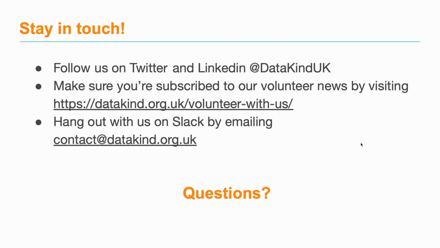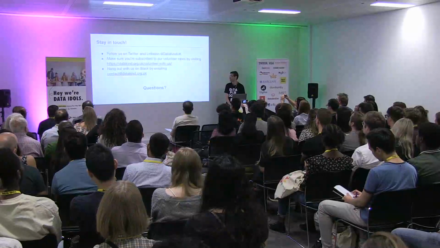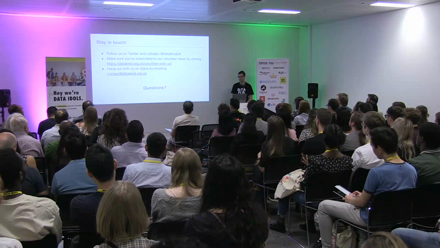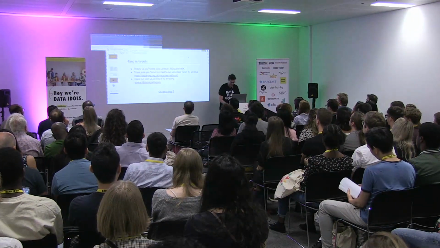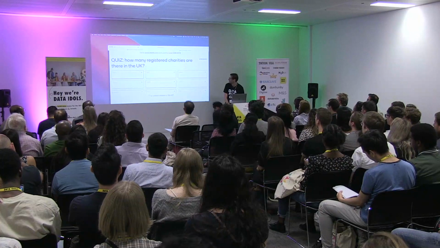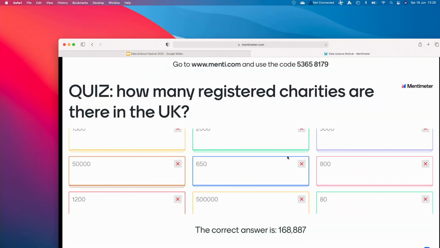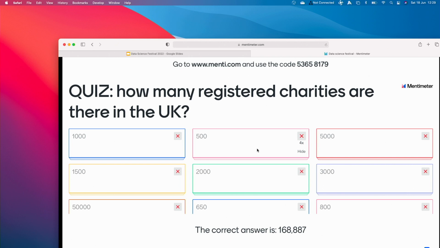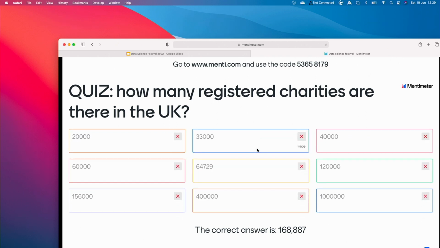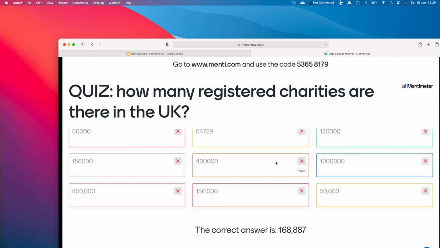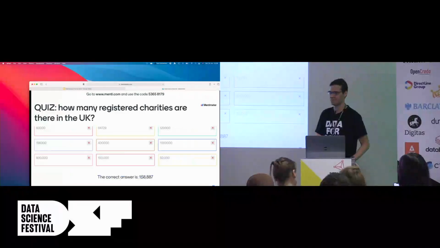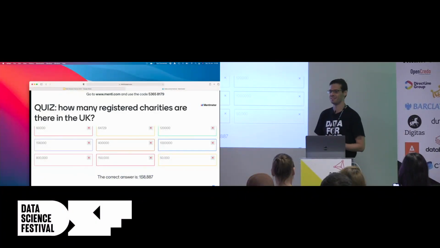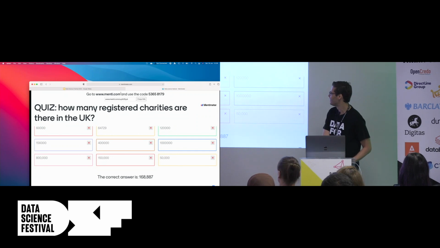Before I go to questions, I'm going to answer how many charities there are in the UK. I don't know. Can I see a leaderboard? I think I can see a leaderboard. Oh, we have answers from 1,000 to 100,000, 40,000, 150,000. I don't think the average got anywhere near. The correct answer is 168,000. There are loads of charities, so there are loads of prospective partners for DataKind UK to engage.